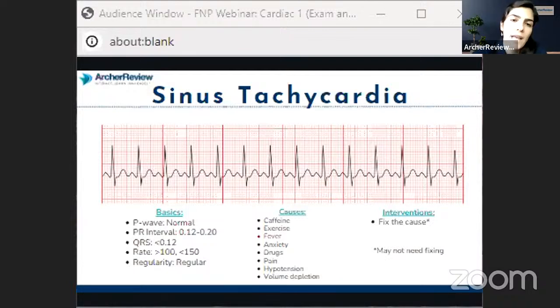So if that patient's coming in with a fever, upper respiratory infection, you're probably going to see an elevated heart rate. And if you've got an EKG on that patient, you'll see sinus tachycardia. Also stress, anxiety, caffeine, exercise, that can also make the heart rate go up.